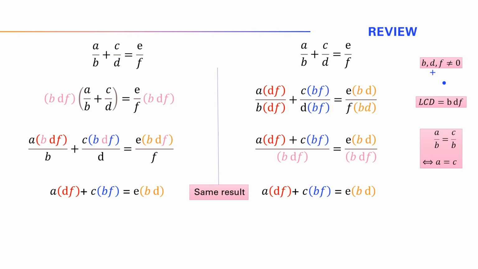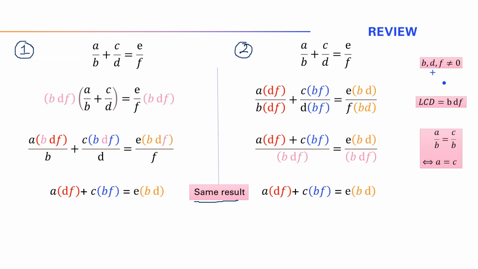So I will review some of the rational equation facts that we will use to solve rational equation problems. If we have A over B plus C over D equal E over F, this one is the first way to do it, and this one is the second way. Even though the point of view is different, it will come up with the same result at the end. So let's go over the first one.